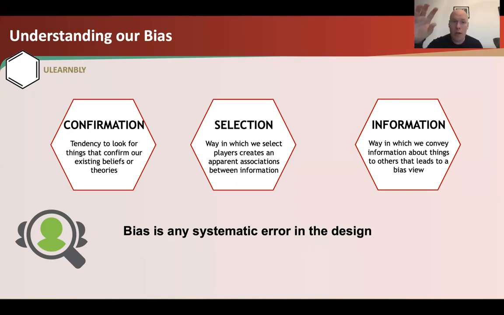tendencies to look for certain things that will confirm a pre-existing belief or a theory about that player or about their potential. It could even relate to players from that area never ever do well. There's something about them, or this player's got a history of this. And so again, that can be a limiting factor in making decisions when we're deciding whether to retain, release, proceed, stop, whatever it may be.